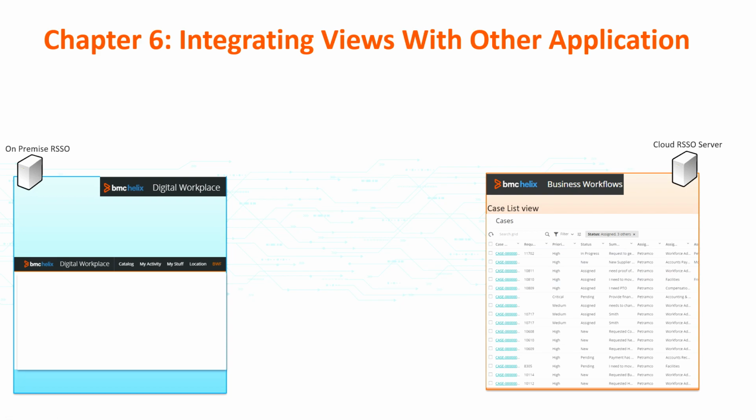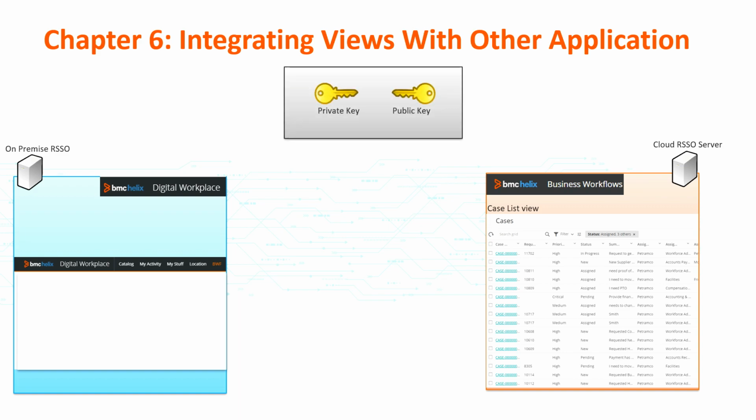So let's say you have an on-premise digital workplace and you want to display a view that is hosted on BMC Helix Cloud. If you don't do anything special, you will have to log in twice, once for digital workplace, the other time when you try to load the view from business workflow, because both single sign-on systems are not sharing their token or the session information. So the goal with pre-authentication is some kind of secret handshake to tell, well, you don't have to challenge the user another time because I already challenged him.